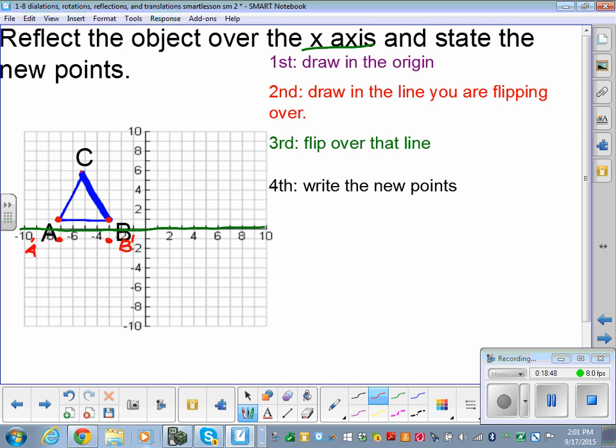C is up here, so I need to go to the x-axis and figure how far up to get to C. So up 1, 2, 3, 4, 5, 6. So I go back down to here and count down 1, 2, 3, 4, 5, 6. And that's C naught. So then I can draw in that stamp, the perfect stamp there.